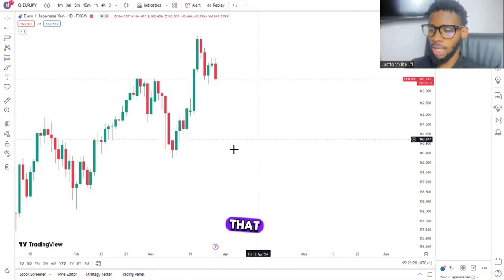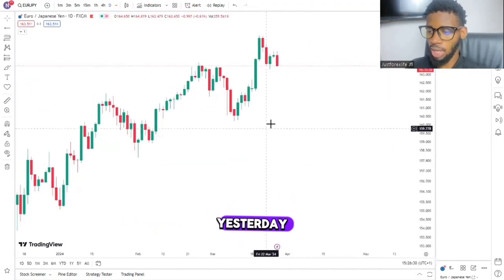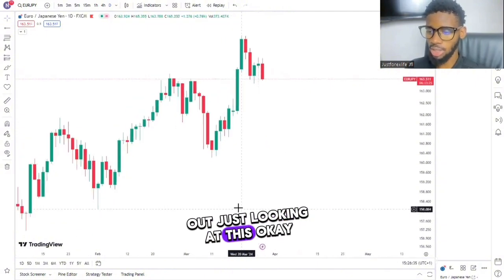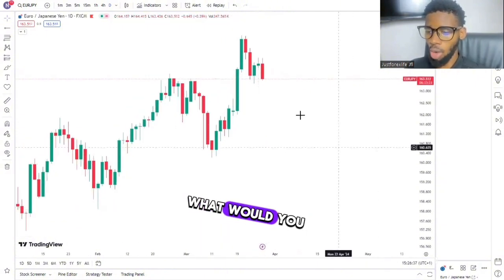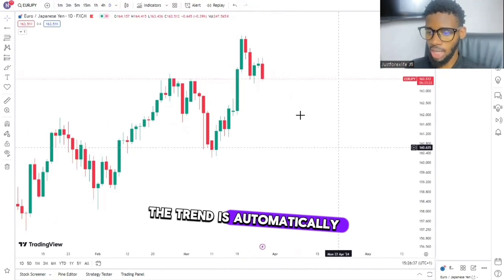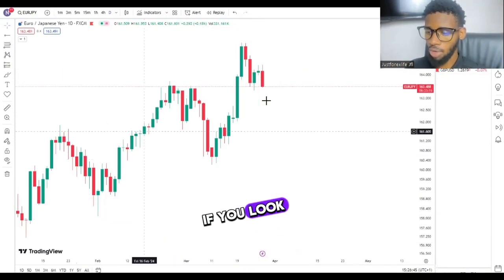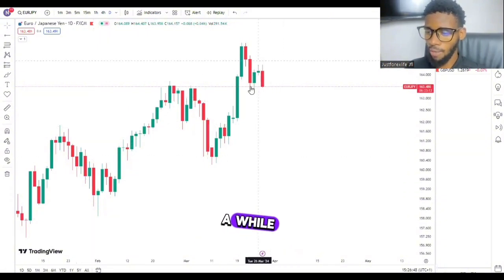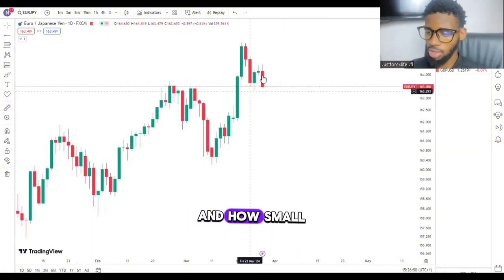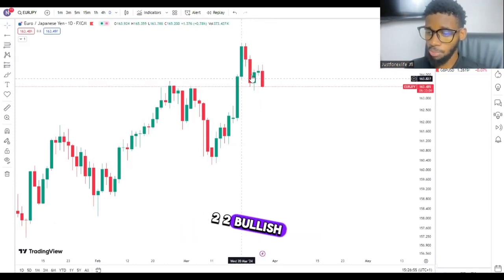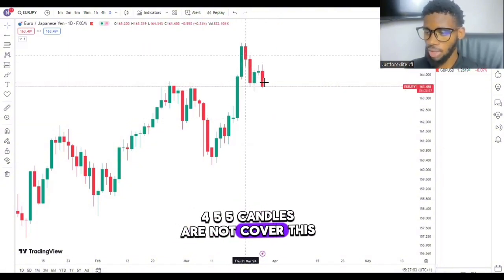So what do I mean by that? Looking at Euro JPY yesterday, if you zoom out and just look at this, what would you say the trend is? Automatically, you would say it is bullish because you can see more bullish candles than red candles. Price has been going up for a while. You can see how large these bullish candles are and how small this bearish candle is. Now look at this bullish candle. It took two bearish candles to cover the range of this bullish candle. Now two bullish candles, 1, 2, 3, 4, 5. 5 candles have not covered this range already.